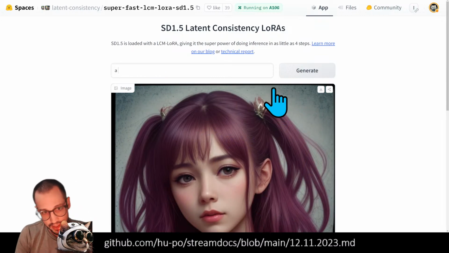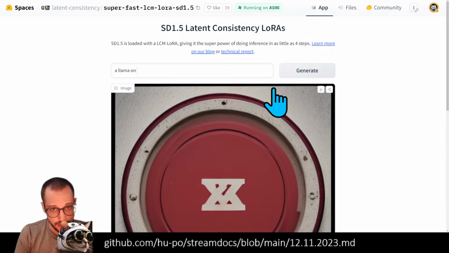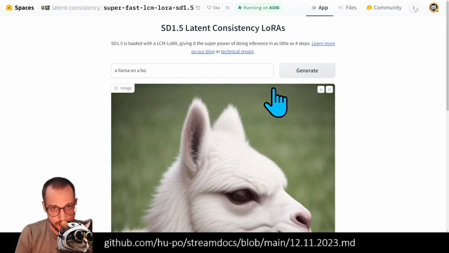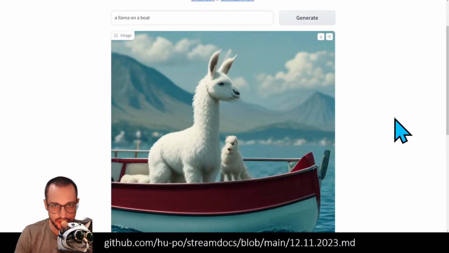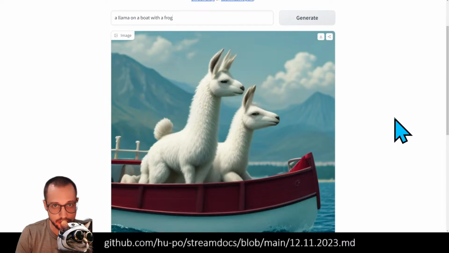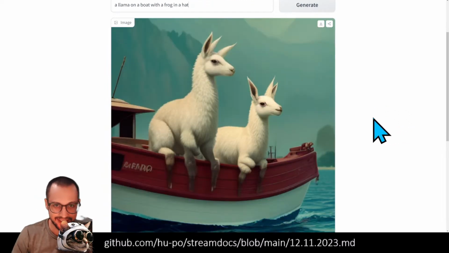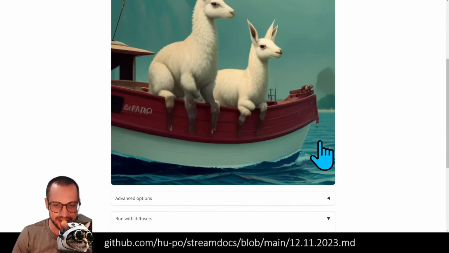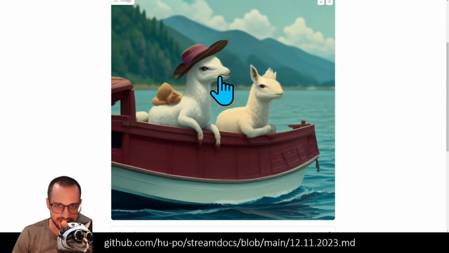Let's see, a llama on a boat, come on, with a frog. Where's that frog? There's no frog. With a frog in a hat. Yeah, so it's not quite like the best diffusion model, but I've also found that you have to have a space. I don't even know what this is. This is a weird llama frog. That's kind of almost disturbing.